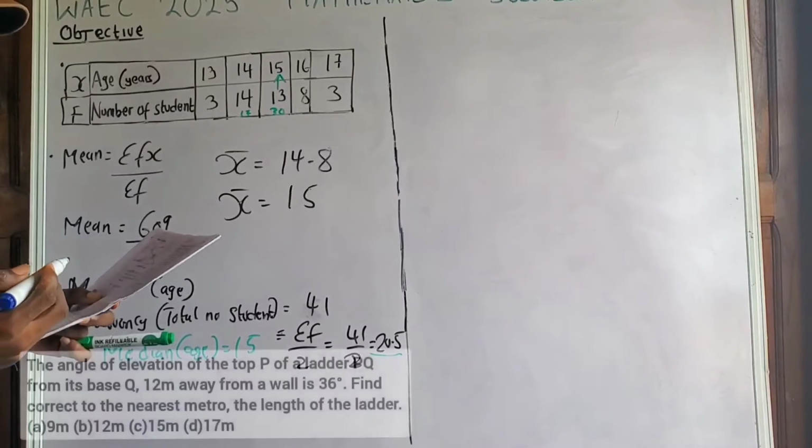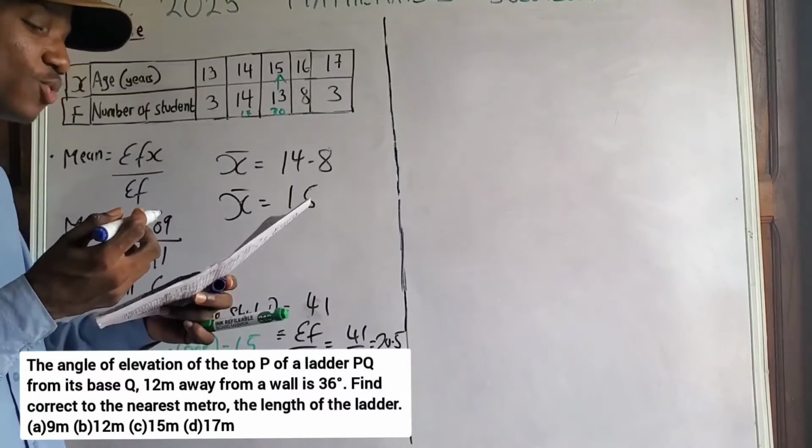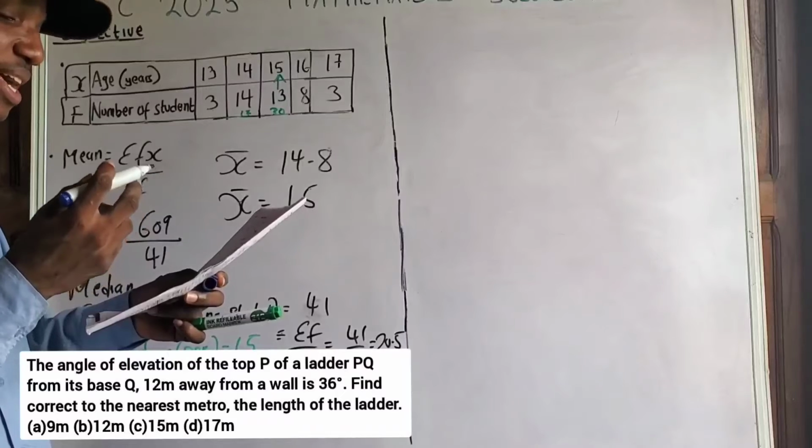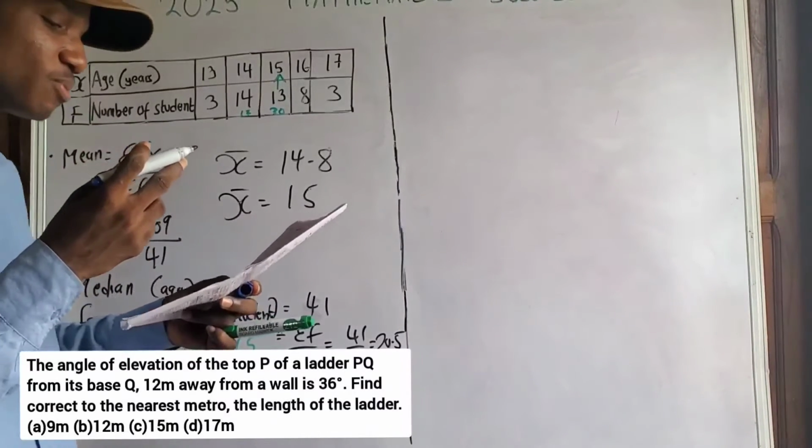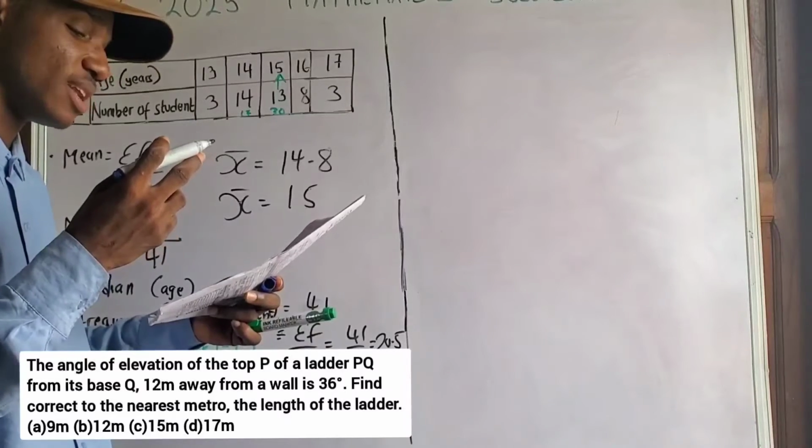The angle of elevation of the top P of a ladder PQ from its base Q, 12 meters away from a wall, is 36 degrees. Find, correct to the nearest meter, the length of the ladder.